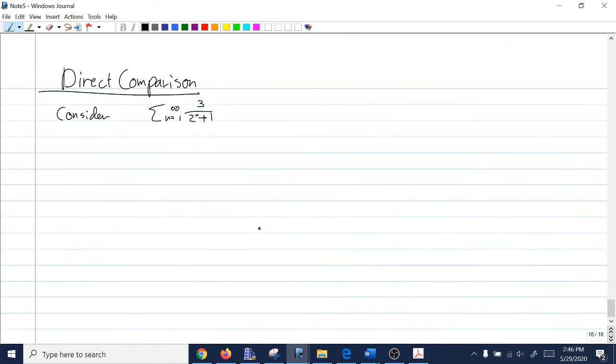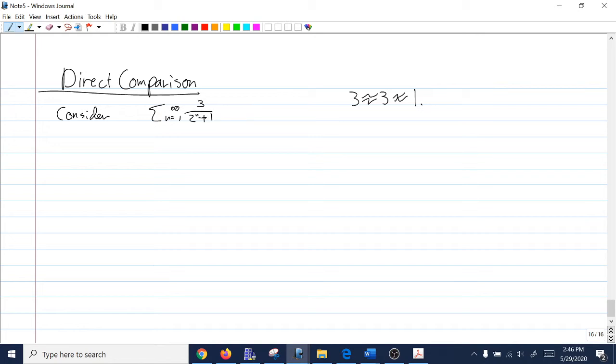Let's take an example. Let's consider the sum from n equals 1 to infinity of 3 over 2 to the n plus 1. How big is this? 3 is about as big as 3, which is basically about as big as 1. It's a constant. Any constant is the same size as far as convergence or divergence matters. I could factor that 3 out if I wanted to. I probably don't need to.